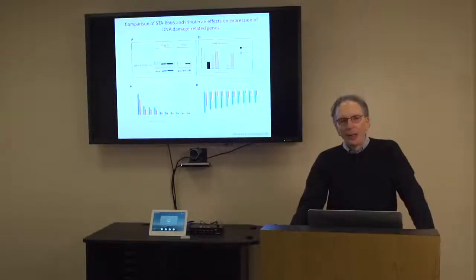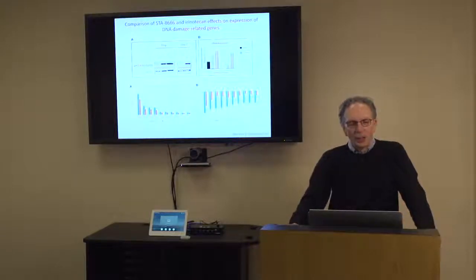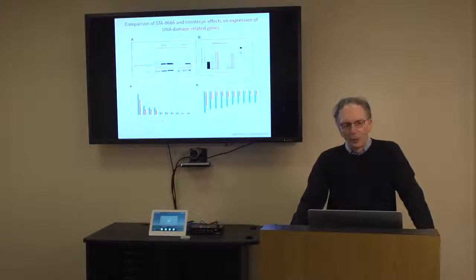And lastly, in the bottom panel, we looked at a series of genes that are either upregulated or downregulated in response to irinotecan. The irinotecan alone samples are shown in orange, and the conjugate samples are shown in blue. And you can see that in both cases, but most obviously in those genes that are downregulated in response to irinotecan, the conjugate is significantly more active.